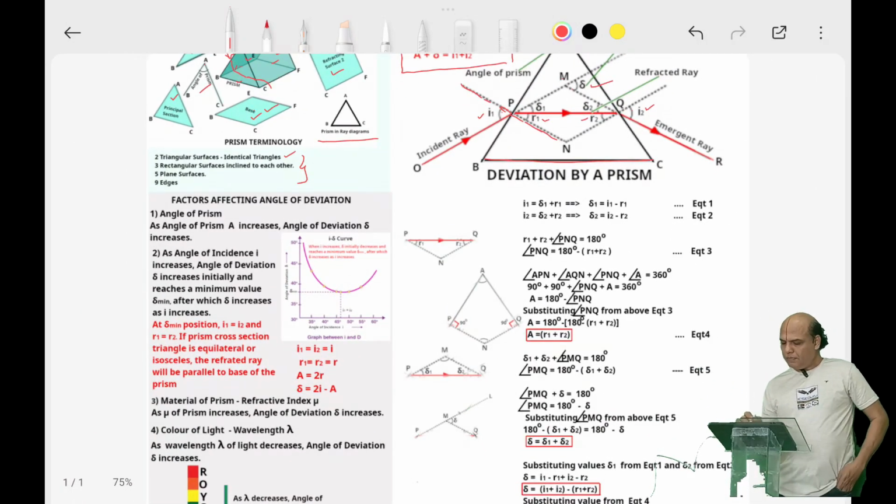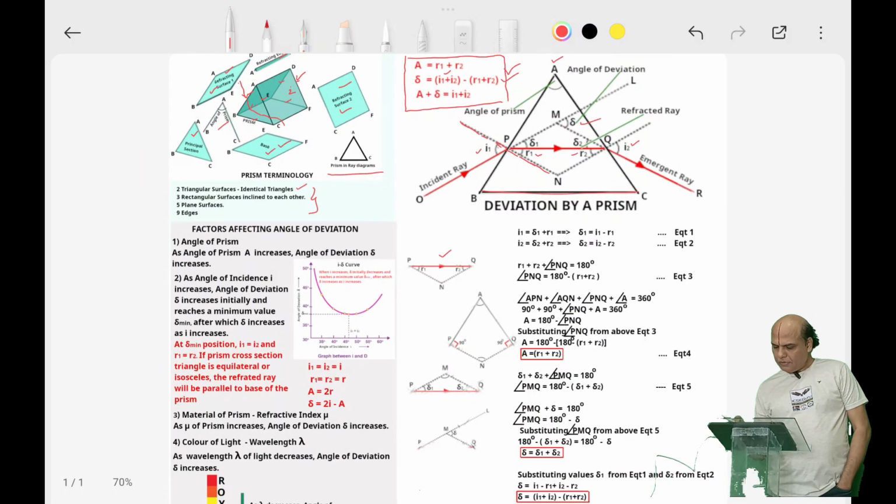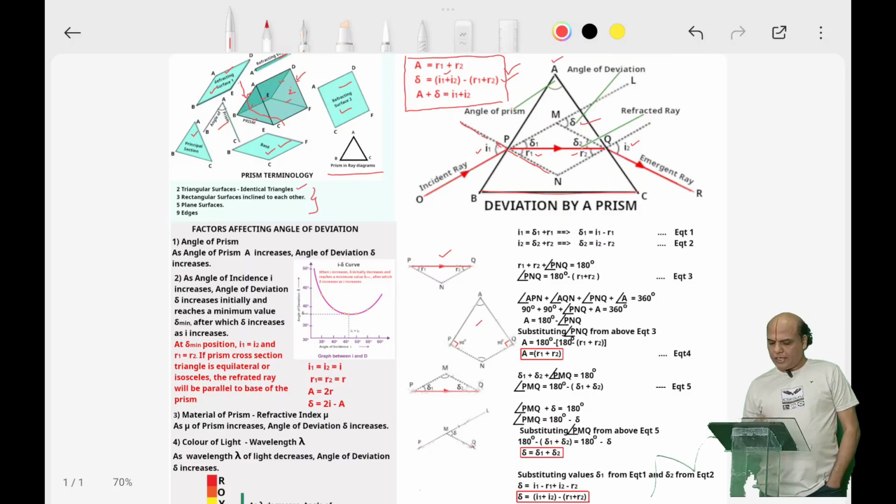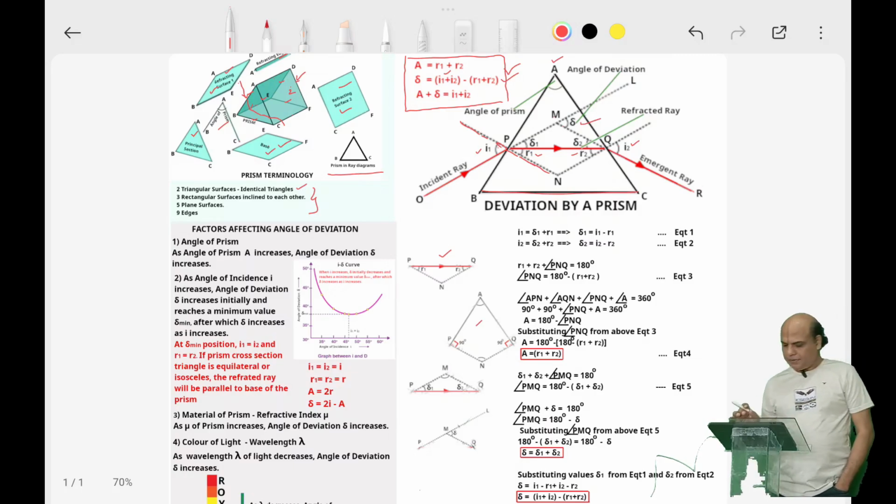I have blown up the figure for clarity. Can you see the triangle PQN? This is the triangle. Can you see the quadrilateral APNQ? This is the quadrilateral. And can you see another triangle PMQ, and the straight line PML and this line MQ? I have projected them separately for the sake of clarity.